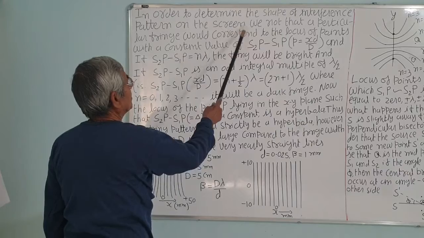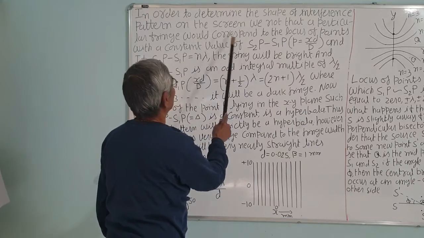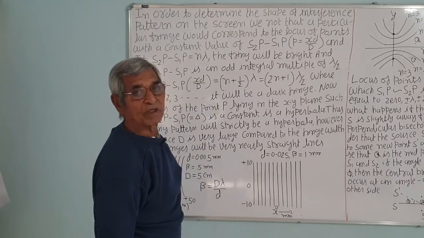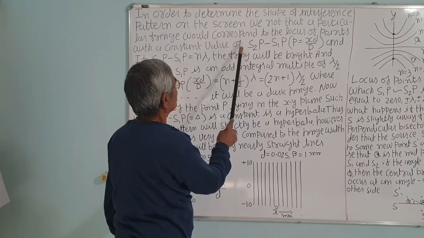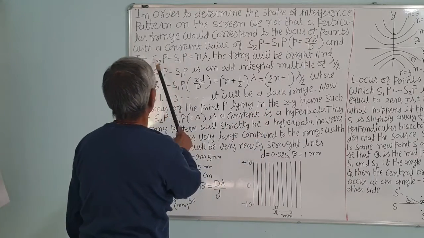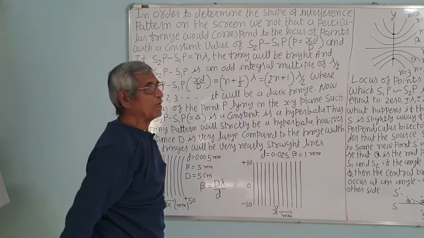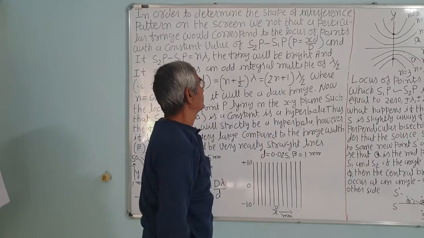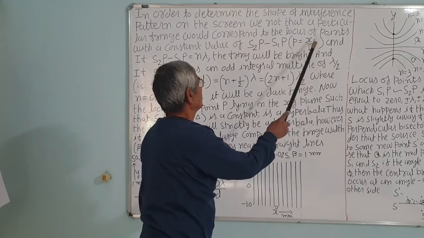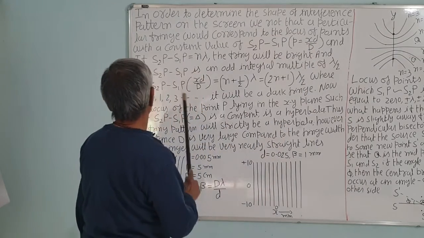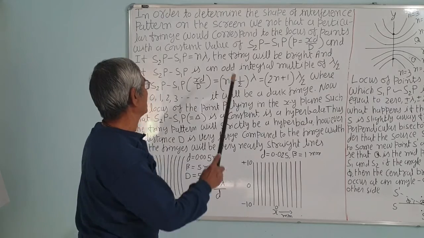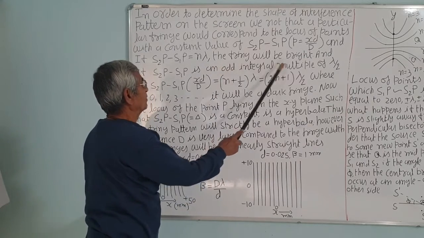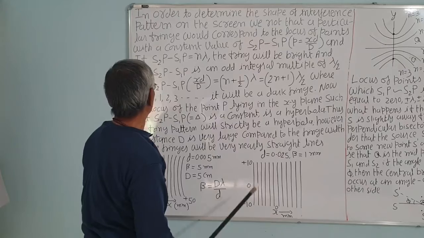In order to determine the shape of interference patterns on the screen, we note that a particular fringe would correspond to the locus of the points with a constant value of S2P minus S1P, that is equal to x d upon capital D. And if S2P minus S1P is an integer multiple of lambda, then it is constructive interference, the fringe will be bright, as we have seen, intensity will be maximum.